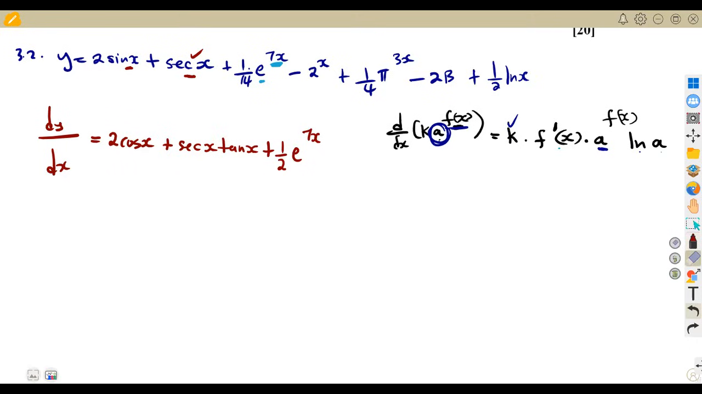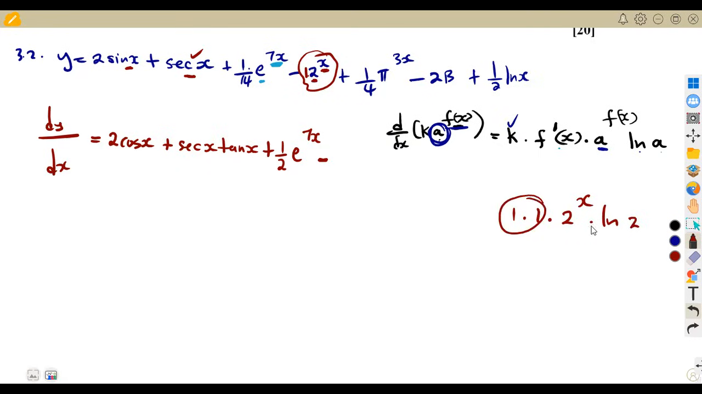The same thing with the next question here. It's the same approach. We've got a negative in this case. So in this case, our constant can be referred to as a 1. So this is our constant. So it's just 1 times the derivative of x, which is 1, times a to the exponent of x, which is 2 to the exponent of x, times the ln a, which is the ln of the base number there, which is 2.